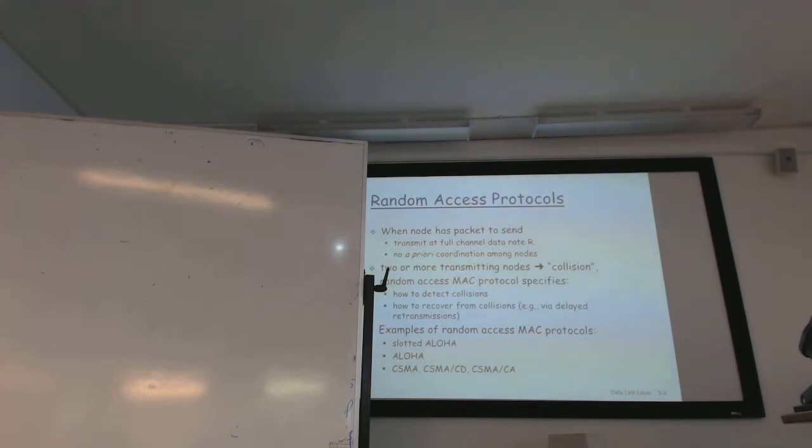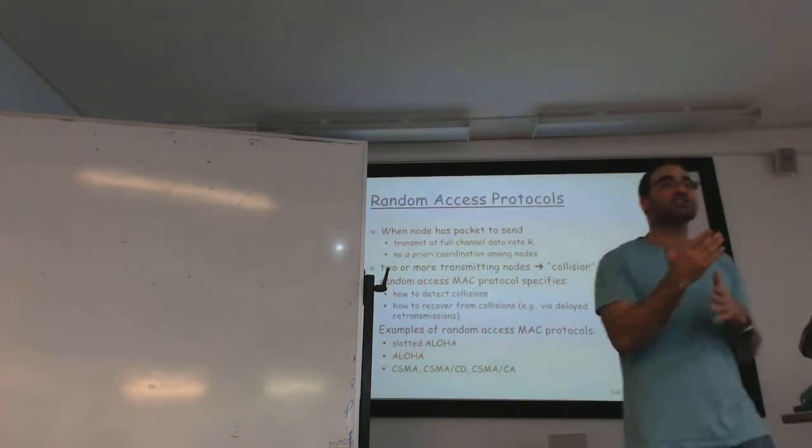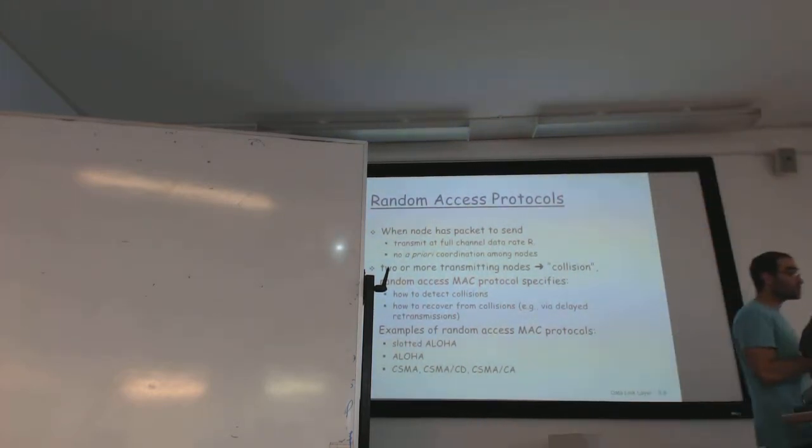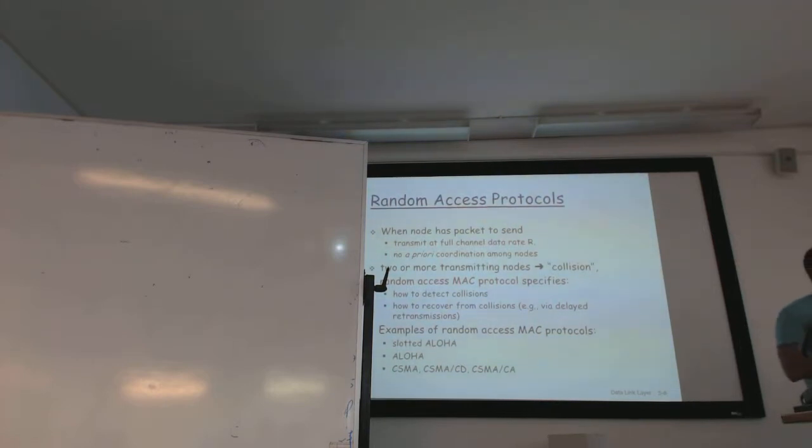You need to have an error recovery strategy now: collision detection and recovery from it. So the random access MAC protocol specifies how to detect collisions, and that's the key question. Second, how to recover from collisions. Mainly it will be via delayed transmissions. Examples of random access are slotted Aloha, Aloha (the pure one), and carrier sense multiple access with collision detection and avoidance.